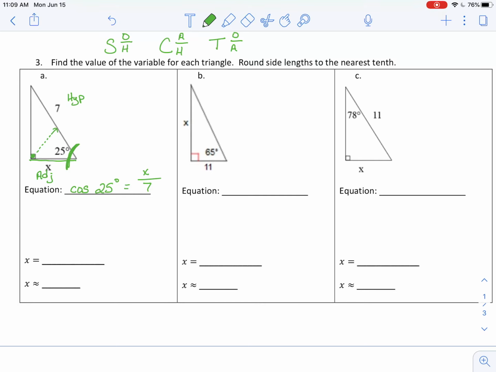The easiest way most students tend to have success with this is to think of it as a proportion. So you could think of this side being over 1, and we're going to cross multiply, which means I'm going to take x times 1. X times 1 is x. And it's going to be set equal to, when I cross multiply the other side, 7 times the cosine of 25 degrees.